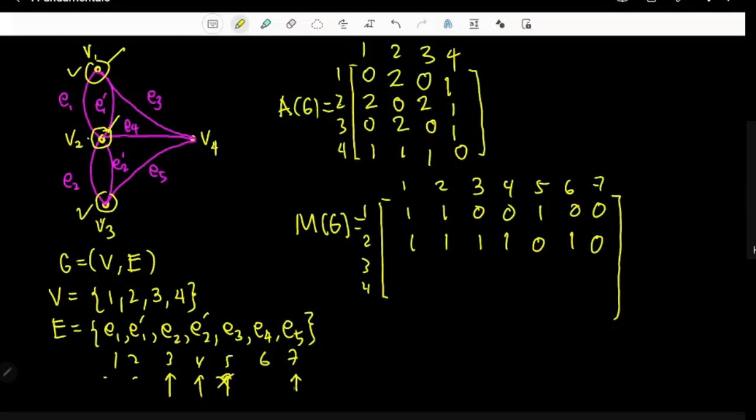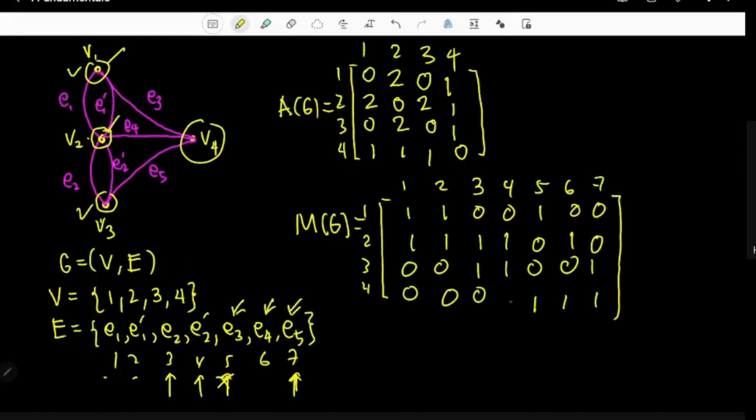E5, not this one. E5 is this. So, 3, 4, and 7. 3, 4, and 7. The rest, 0. Alright. Now, how about 4? The vertex 4 is connected to, this is vertex 4, E3. So, where's E3? This is E3, E4, and E5. So, vertex 4 should be connected to 5, 6, 7. So, 1, 1, 1 here, 0, 0, 0, 0 here.